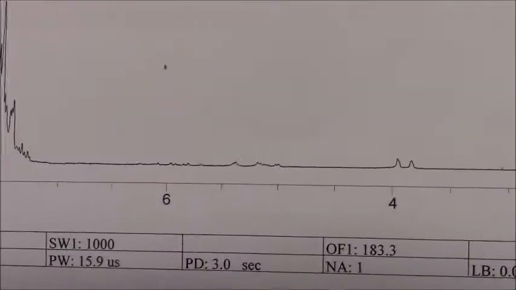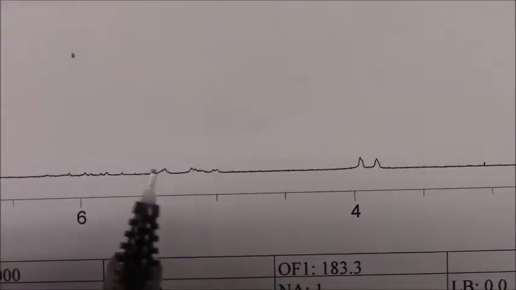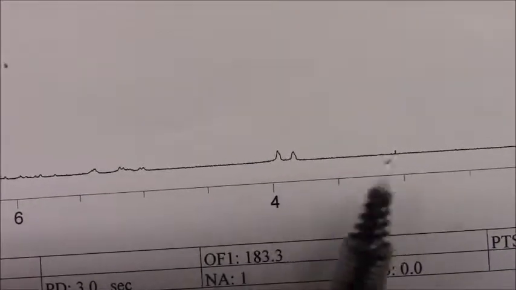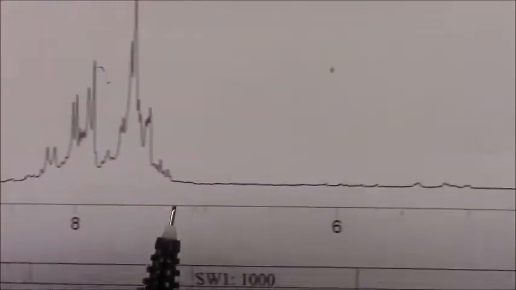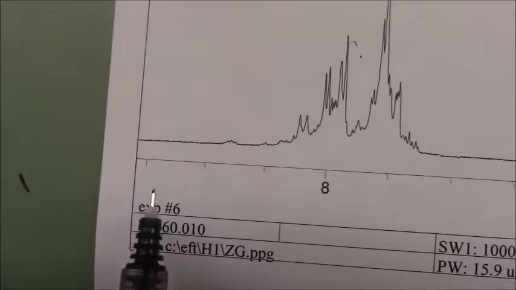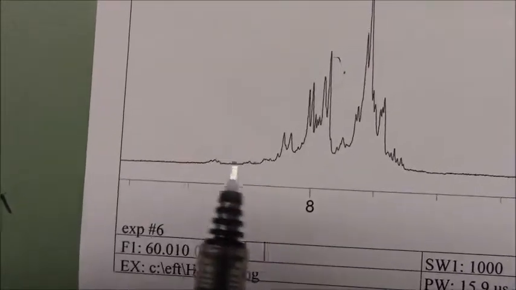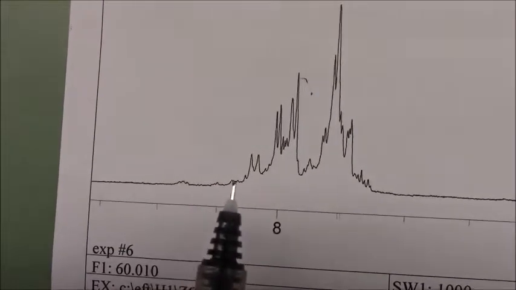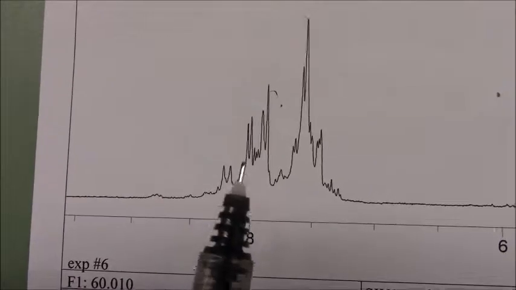That's TMS at 0. See how this one's pretty clean? You might see a tiny bit of trace of something, but because it's not obvious what it is, we don't bother. I don't see a peak over here for benzaldehyde either, but you might see very tiny traces of something else. But for the most part, this is what your product looks like.